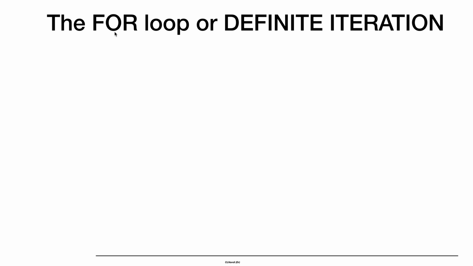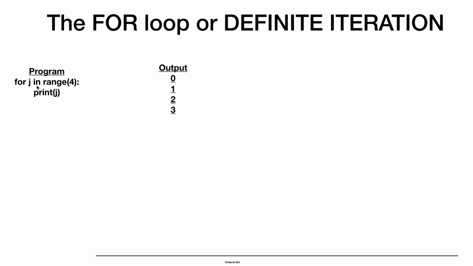So here we look at the for loop, which is an example of definite iteration. If we have a Python program which reads for j in range 4, print j, what would be the output? This is the output: 0, 1, 2, 3. So how do we get from this program to the output?